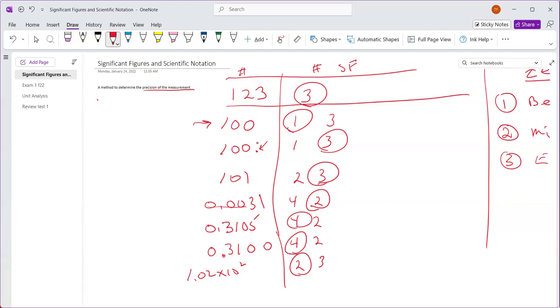Next one down here, 0.3100. Okay, zeros in the front don't count. Zeros at the end do count because there's a decimal point. So there's 4. Scientific notation, the only numbers to look at are the ones before the times 10, and that would be 3 sig figs. Oops, I did that wrong.